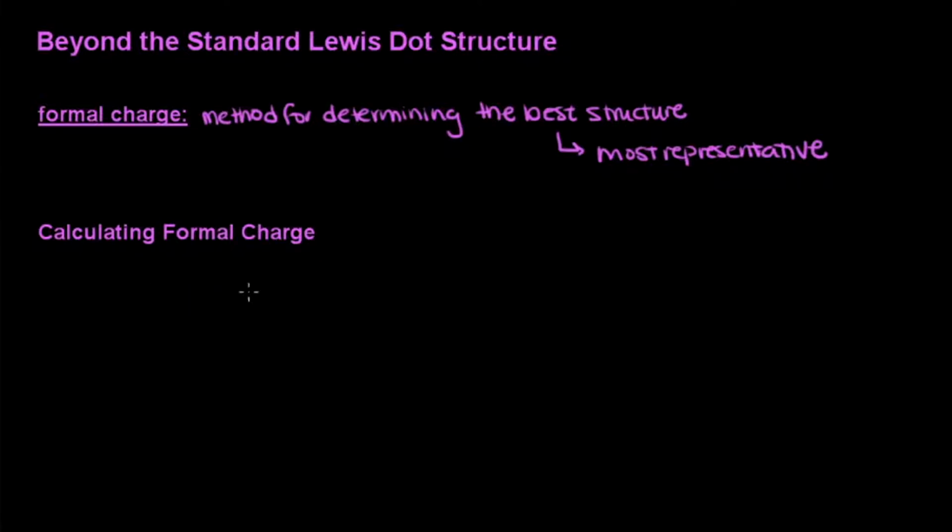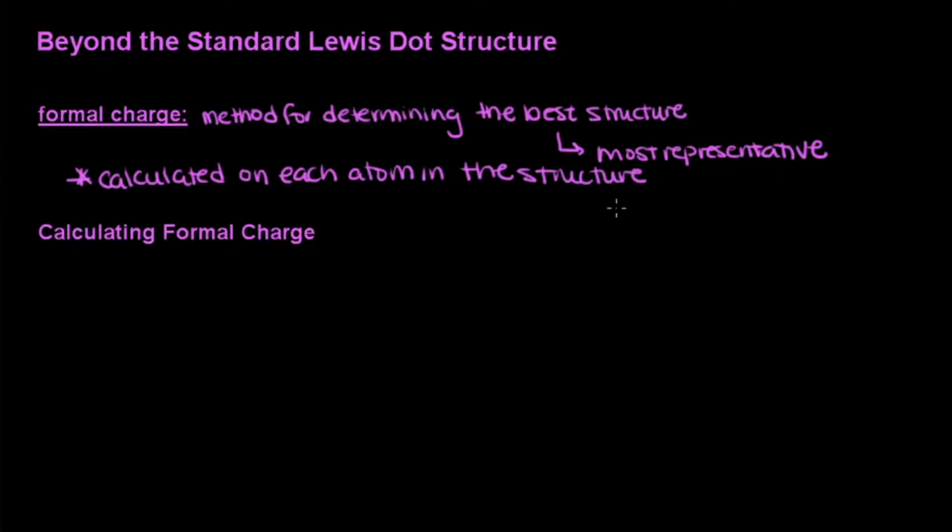Okay, so the first thing we need is the equation for calculating formal charge. Formal charge is something that we will calculate on each individual atom in the structure. I didn't leave you guys a ton of room for this, so make sure you're writing small. It might not make a lot of sense until we do a few examples, so don't worry about the equation. It'll make sense as soon as we practice it.